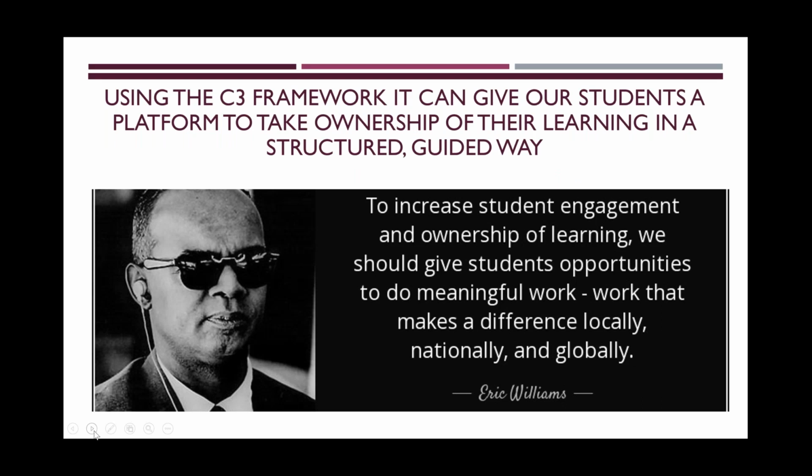So using the C3 framework can give our students the ability to take ownership of the learning, help guide it in a structured way. As teachers, we want our students to be engaged in every lesson. We want them to see what we're teaching, even in ancient history, how it connects to the world that they live in or their lives moving forward as they move into adulthood.